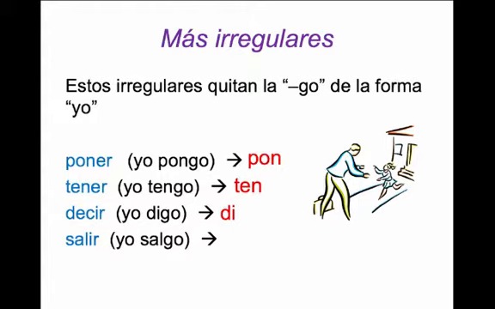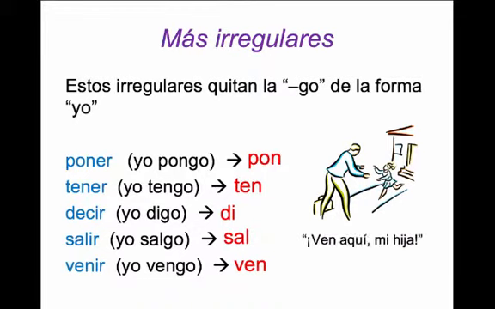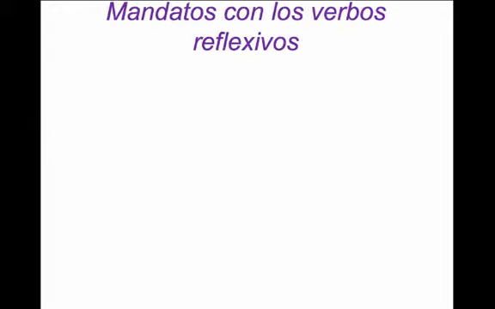Salir becomes sal. Salir means to go out or to leave. Venir becomes ven. So I'm sure many of you in the store have heard a Spanish-speaking parent say to their child, ven aquí, come here, my child. So that is the command of venir.